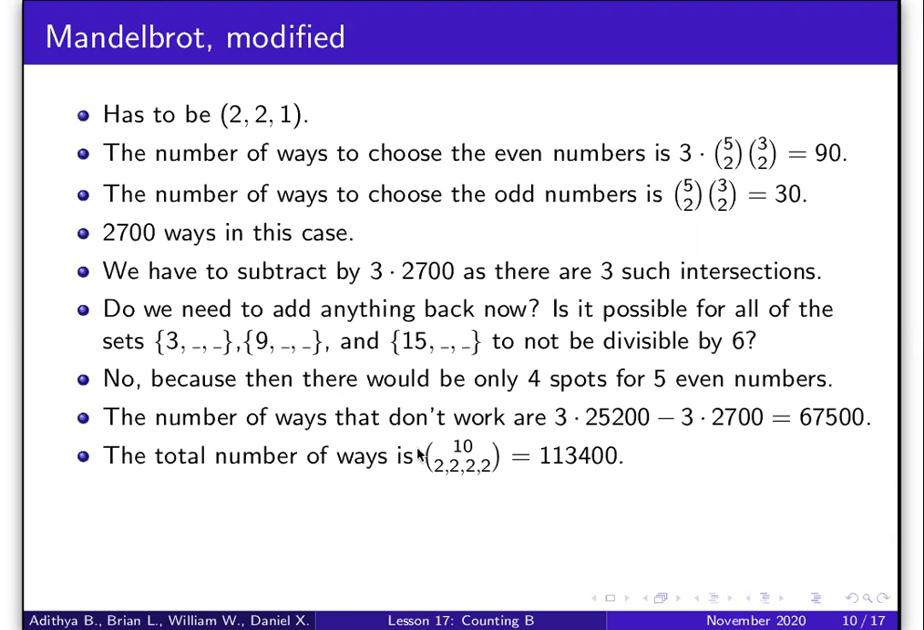So the total number of ways here is 113,400. And so our answer is the difference of those two, or 45,900. So we wanted the first 3 digits, so that's 459. So does anyone have any questions on this one? Yeah.